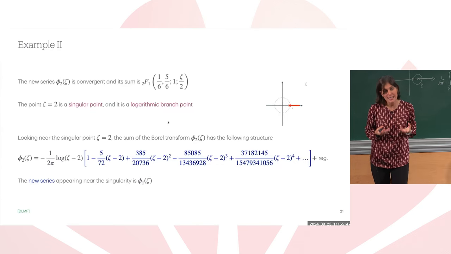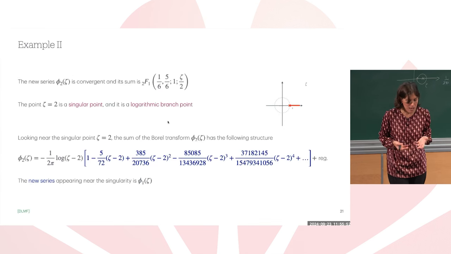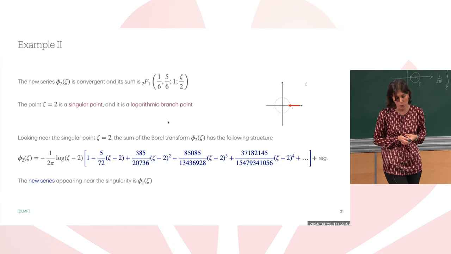So somehow there is a very explicit motivation why these functions know about each other. It's really a property of the function 2F1.